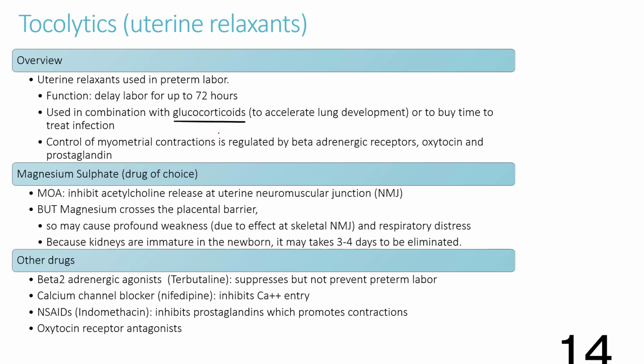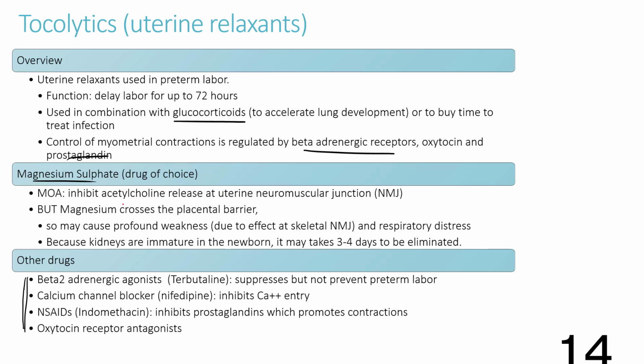Right? So control of myometrial contractions is regulated by beta receptors, oxytocin and prostaglandin. And so you see here the uterine relaxants, some of the other ones are listed over here, right? The drug of choice in terms of tocolytics is magnesium sulfate. And magnesium sulfate basically inhibits acetylcholine release from the neuromuscular junction of the uterine smooth muscle, so it inhibits contraction.